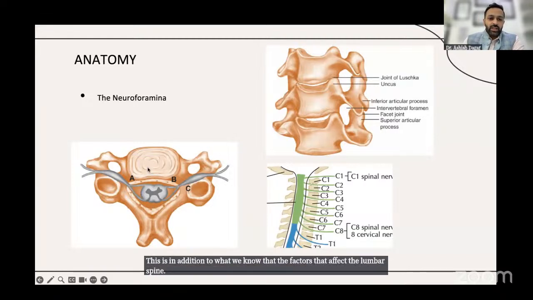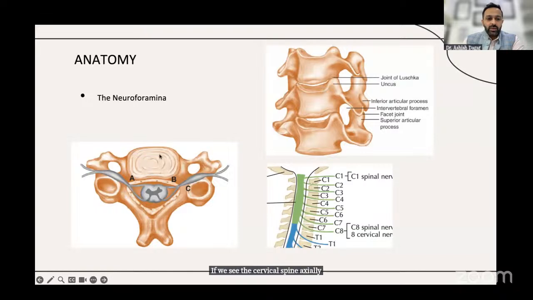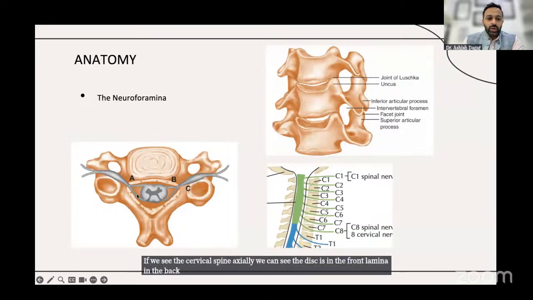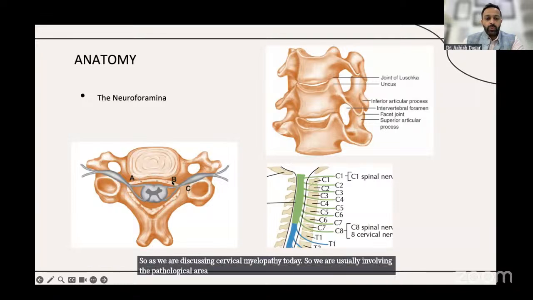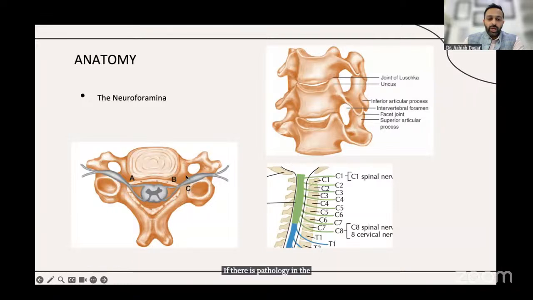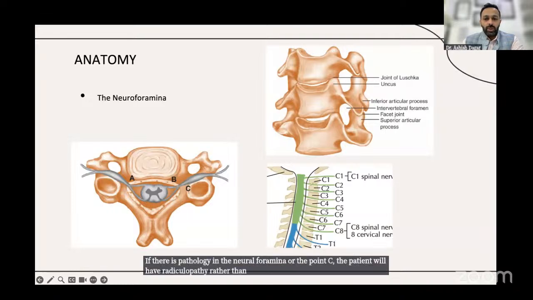If we see the cervical spine axially, we can see the disc is in the front, lamina in the back, spinal cord is in the center, and the nerve roots which are coming out travel through the foramina here. As we are discussing cervical myelopathy today, we are usually involving the pathological area between A and B point. If there is pathology in the neural foramina or the point C, the patient will have radiculopathy rather than myelopathy.